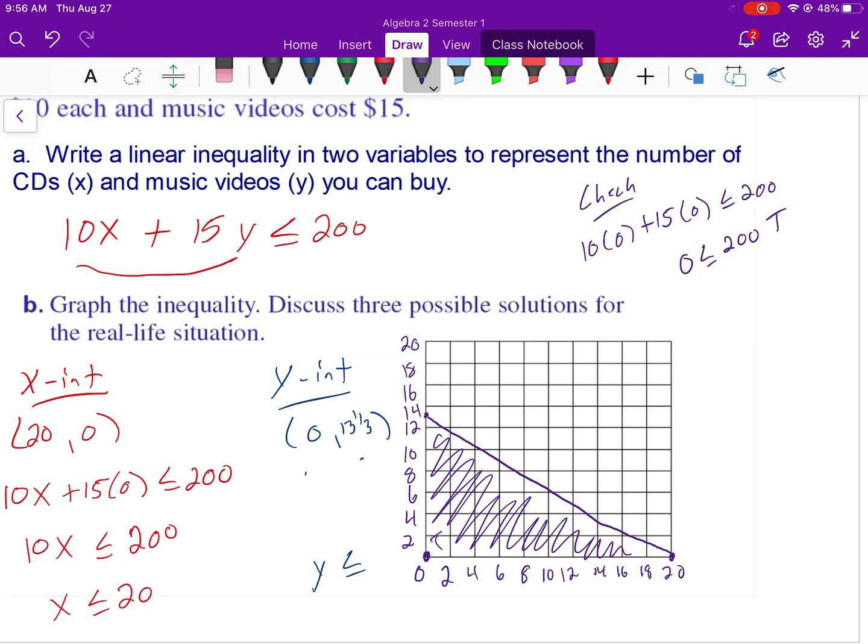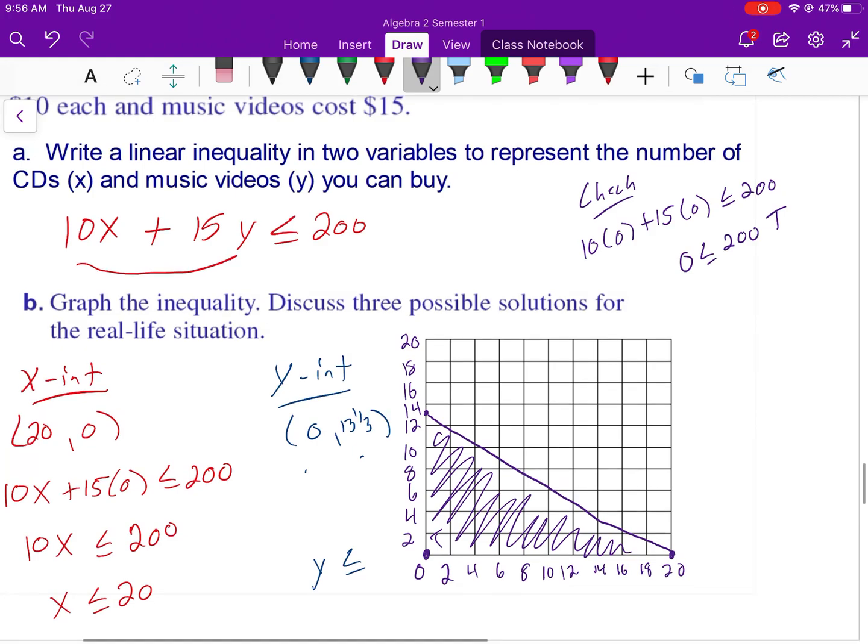Okay. So again, yeah, you can buy 0 music videos and 0 CDs, and you still have your $200. That is a scenario that can happen. Or you could buy, let's say if we go here, that's (10, 2). You can buy 10 CDs and 2 music videos. If you bought 10 CDs, that's $100. 2 music videos, that's another $30. So $130. You can do that.